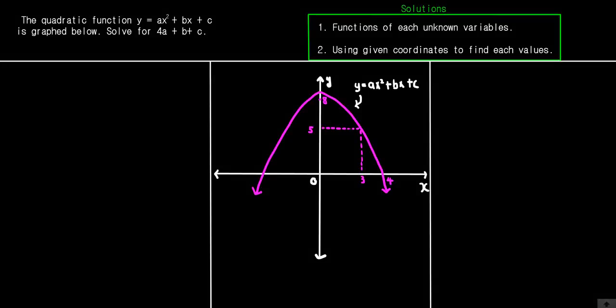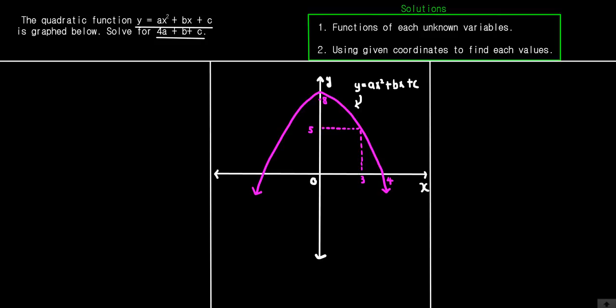So in this video, let's think about a type of SAT math problem. The question is: there is a quadratic function y is equal to ax squared plus bx plus c, and it is graphed below. Our ultimate goal in this question is to solve for 4a plus b plus c.